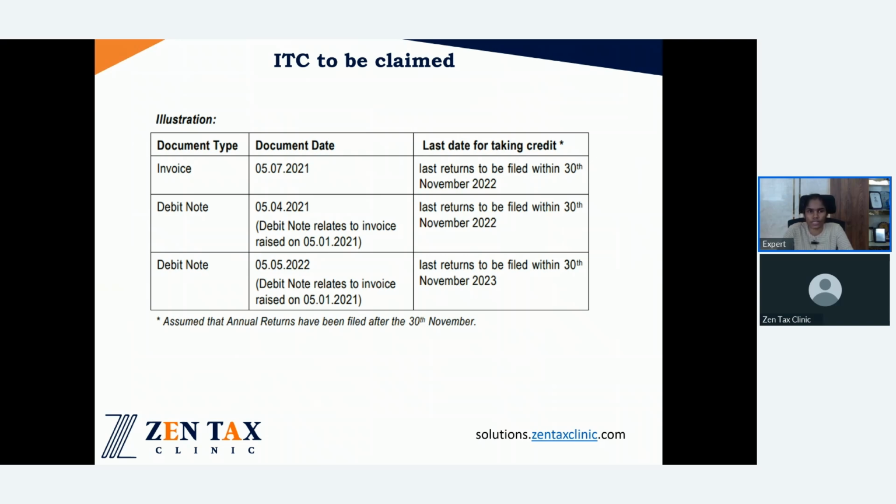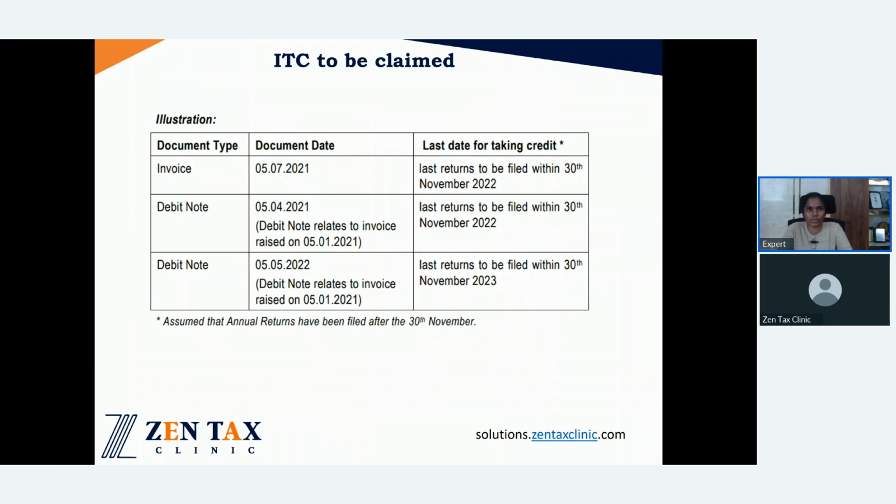Now the debit note, the first debit note scenario. So before going on to this illustration, for debit notes, you might have a question as to, do we look at the date of the debit notes or the date of the original invoice to find out the last date to claim the ITC? The answer is, look at the date of the debit notes and not of the original invoice.